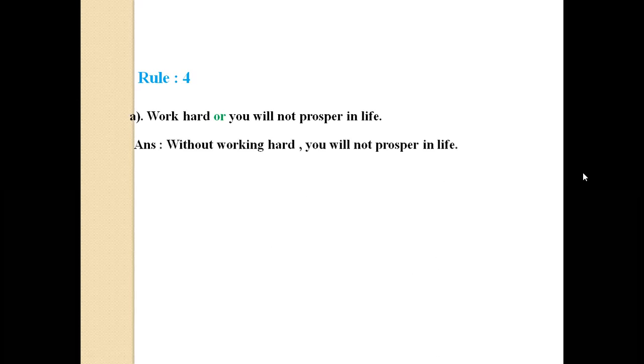Now rule 4. A. Work hard or you will not prosper in life. If you get or in a compound sentence, you use without at the beginning of the sentence and omit or. So the answer will be without, use ing with work. So without working hard, then put a comma instead of or and write the rest of the sentences. The answer will be without working hard, you will not prosper in life.